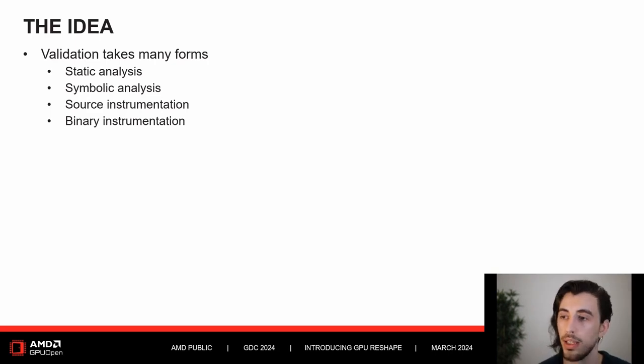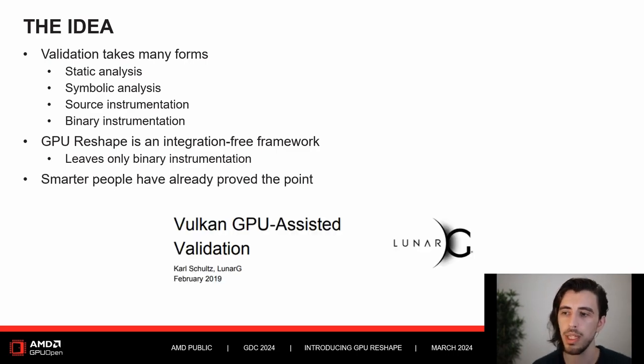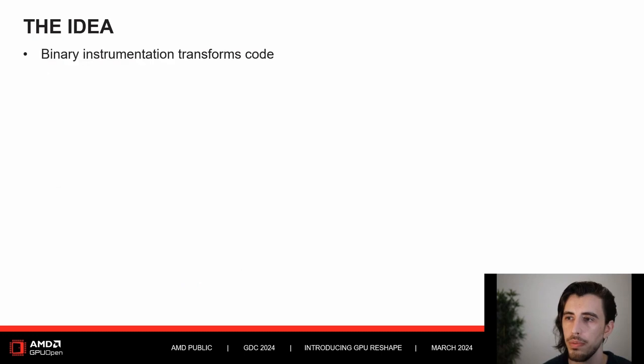We can perform it statically or symbolically, but we're lacking some data, which leaves instrumentation, of which there are two, source and binary. Now, GPU Reshape being an integration-free framework doesn't really leave me with a lot of wiggle room. If all I see is binary, I have to perform binary instrumentation. Now, luckily for me, people much smarter than myself have already proved the point. GPU Reshape actually started from the paper Vulkan GPU Assisted Validation by Karl Schultz from LunarG. So we already know it's possible.